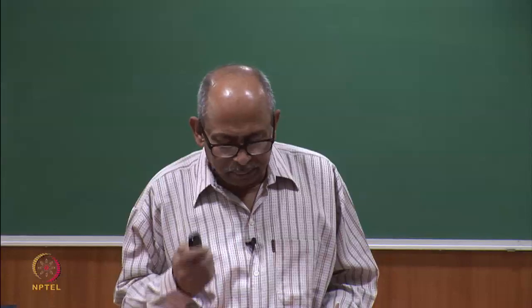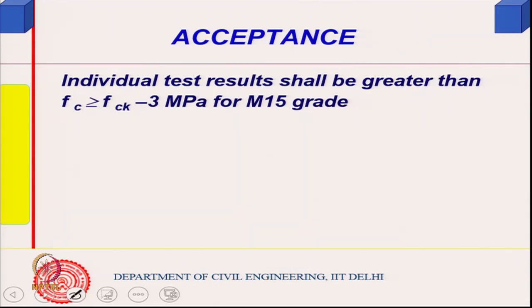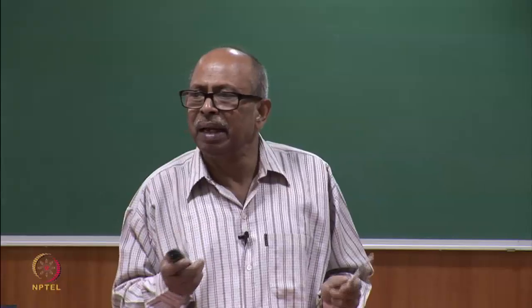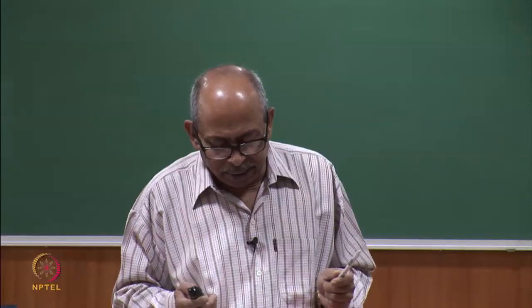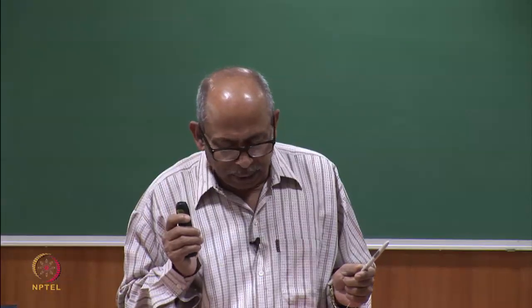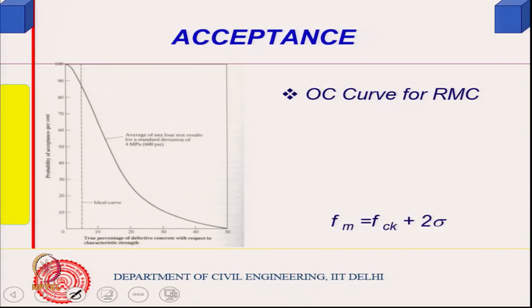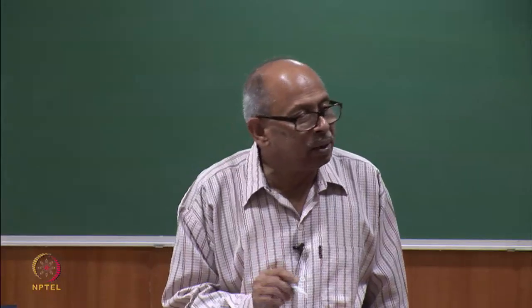So, I think that is it. This also says individual strength result should be greater than FCK minus 3. It can be less than FCK also, because M15 does not exist for M20 FCK, whatever it is, this I am not interested in. I will not solve the problem either, but I think I have given you the concepts. So, the number of samples is related to that.